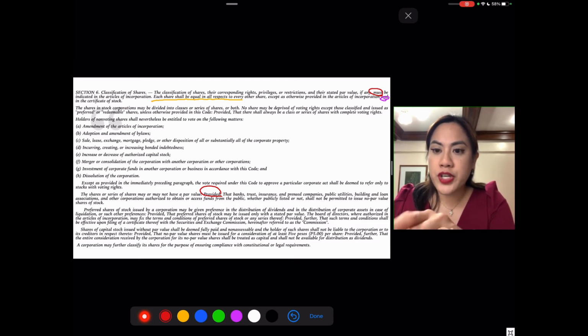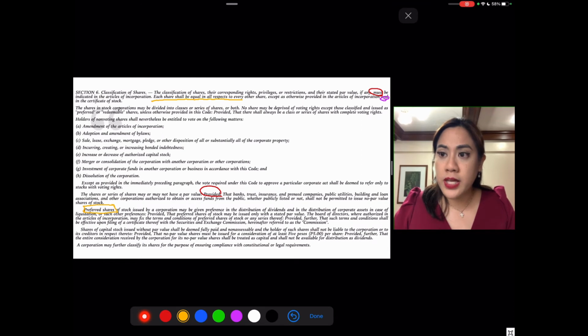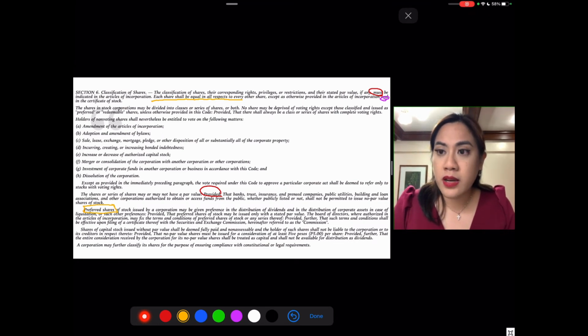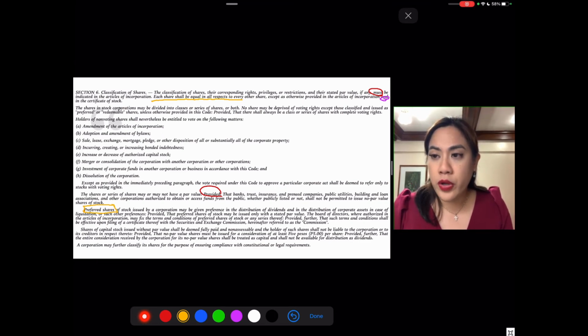Now, when it comes to preferred shares, it is covered by the third to the last paragraph. They may be given preference in distribution of dividends or in the distribution of corporate assets in case of liquidation, or both, or other preferences, provided that preferred shares of stock may be issued only with a stated par value. So that's another one that cannot be issued without a par value. Preferred shares. The board of directors, where authorized in the articles of incorporation, may fix the terms and conditions, provided that such terms and conditions shall be effective upon filing of a certificate with the SEC.